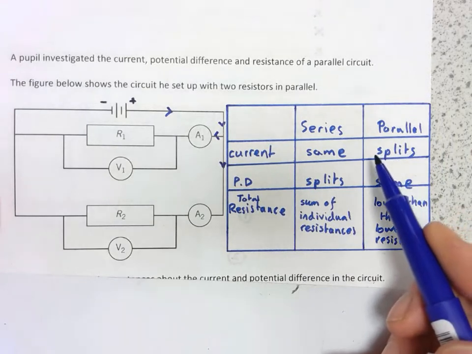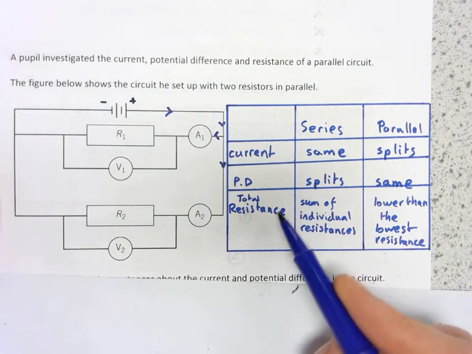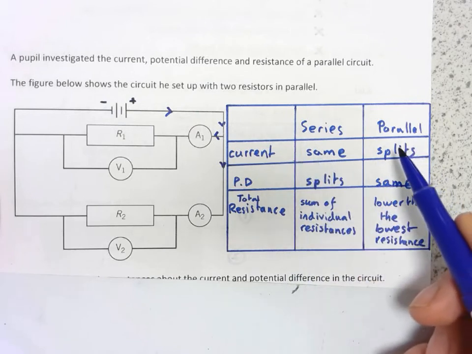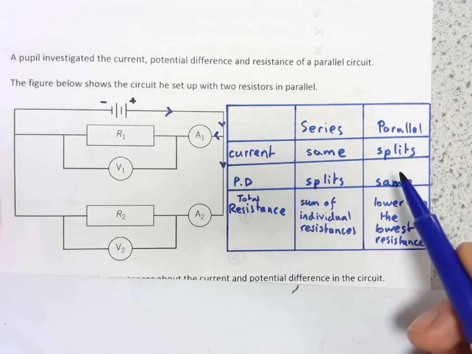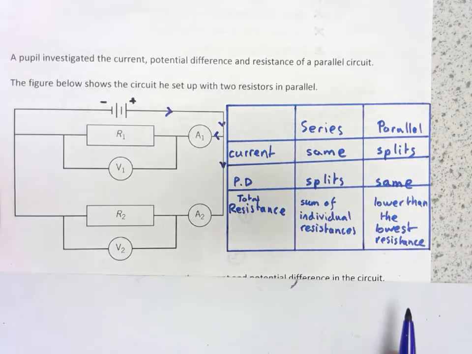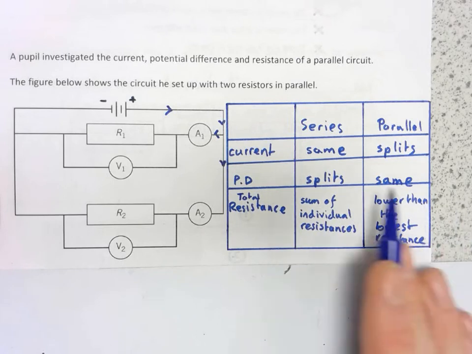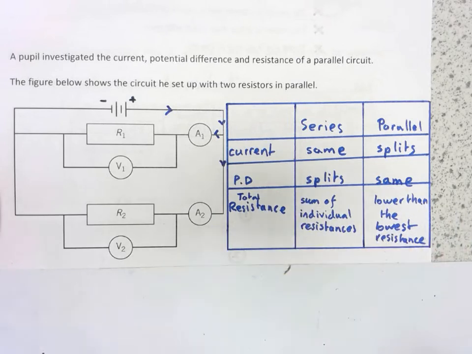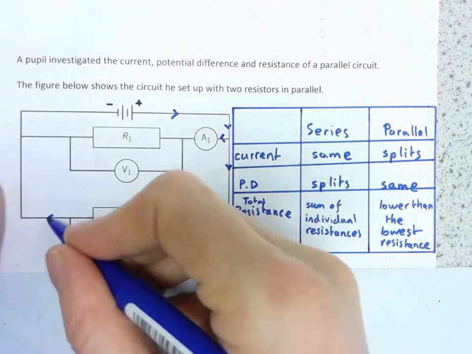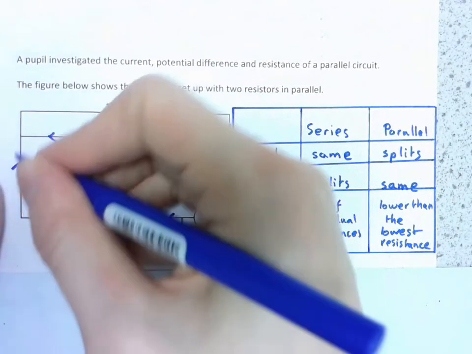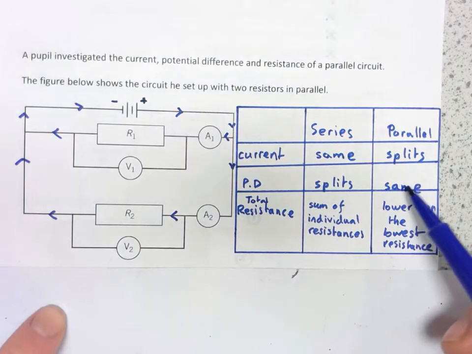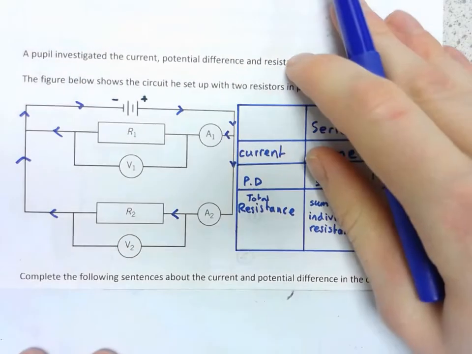If you remember this table, we have current, potential difference and total resistance. Current in series stays the same and in parallel splits. PD in series splits, in parallel stays the same, and we don't actually need total resistance for this question, but this also can help you to remember how to calculate total resistance. So the current's splitting into these two, but the potential difference is staying the same. So we're looking at a parallel circuit.